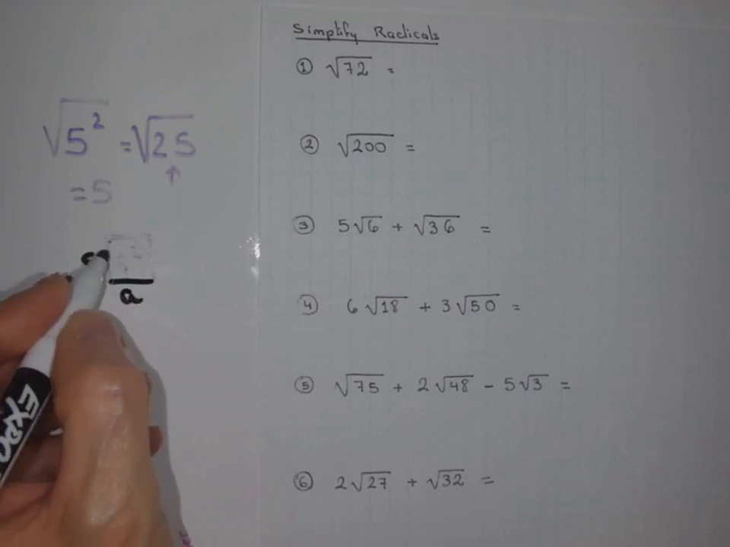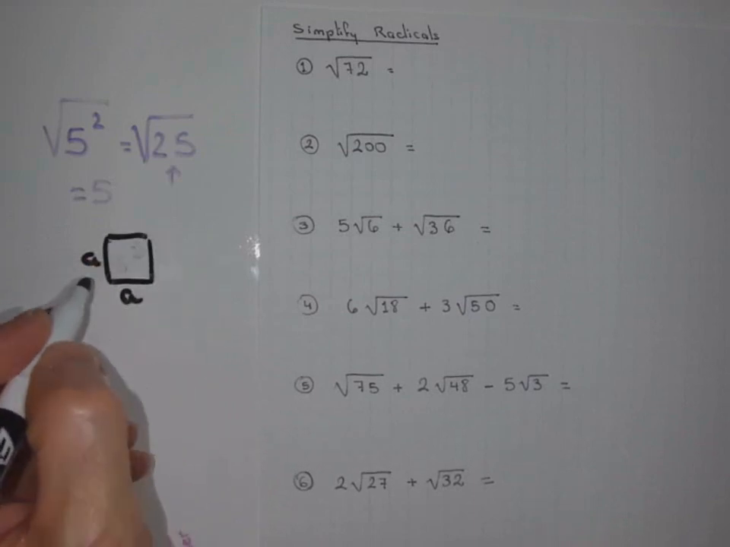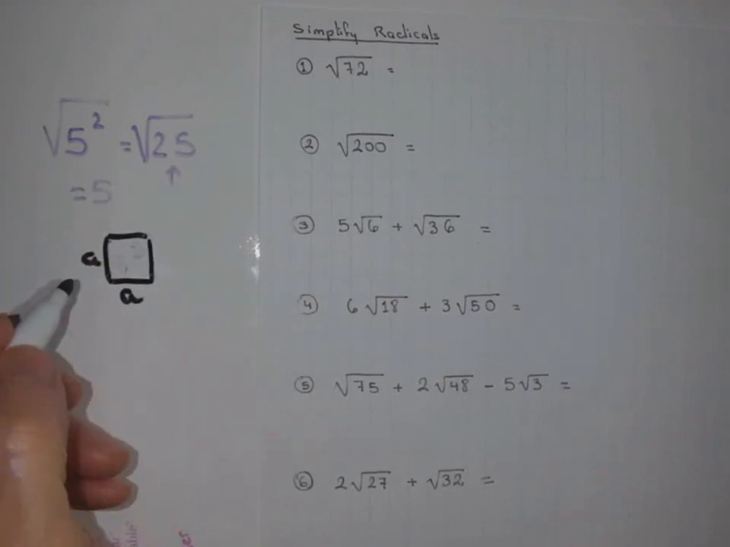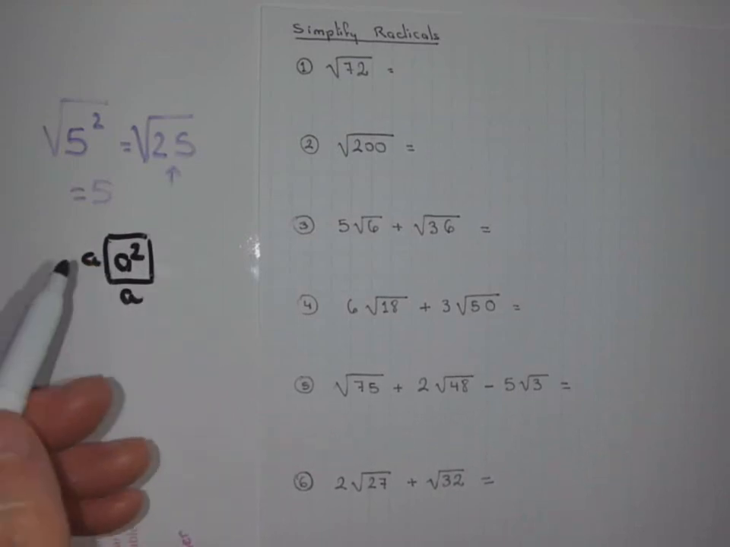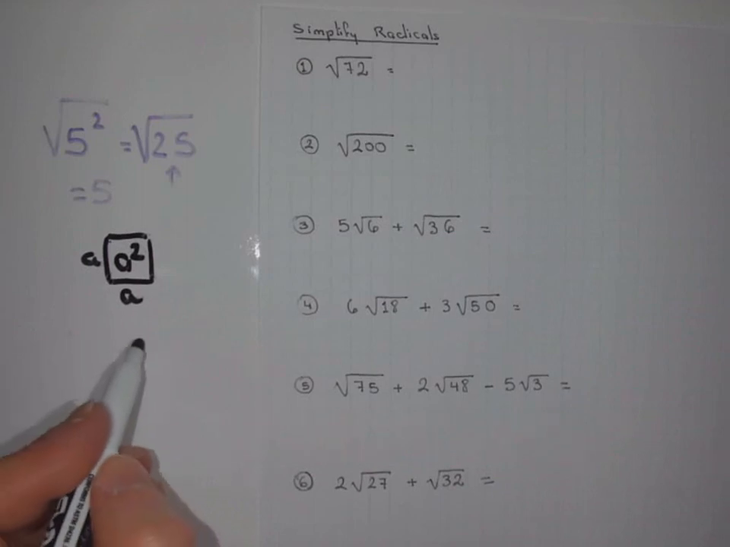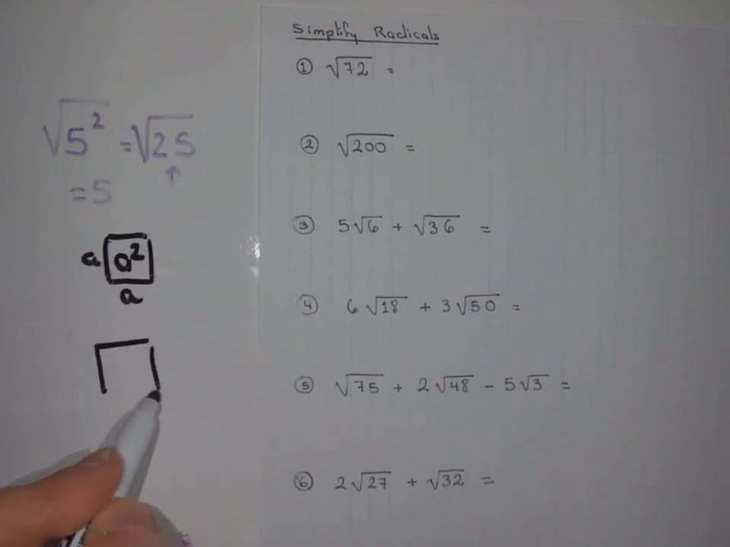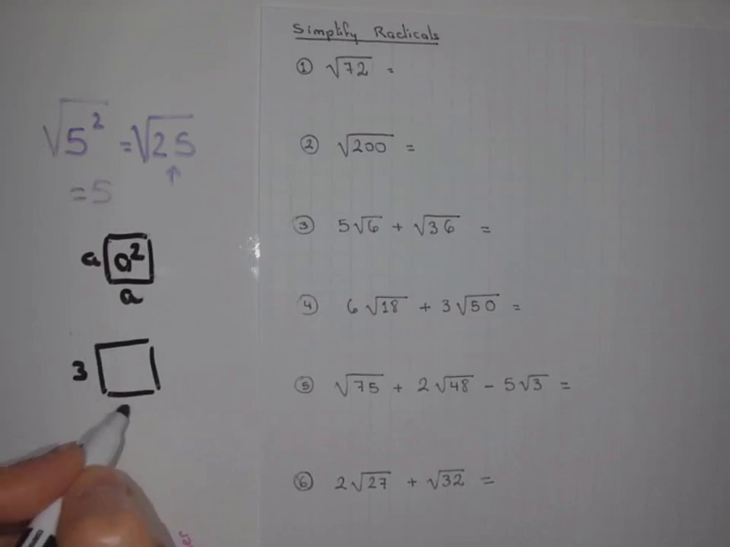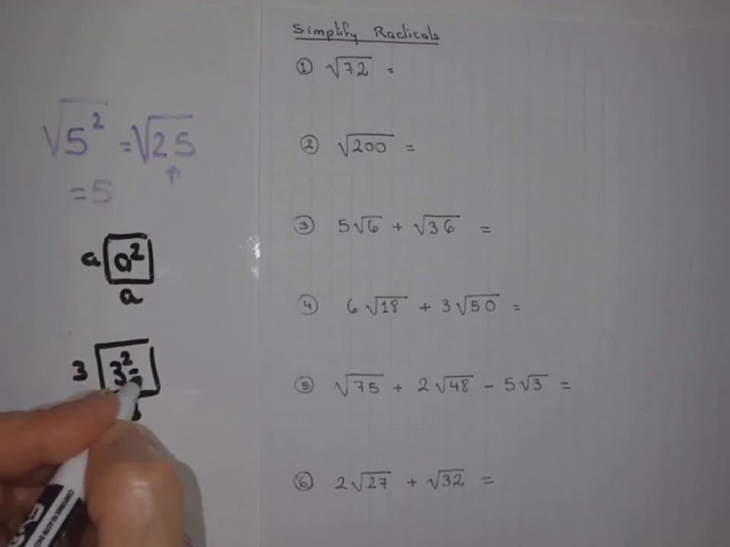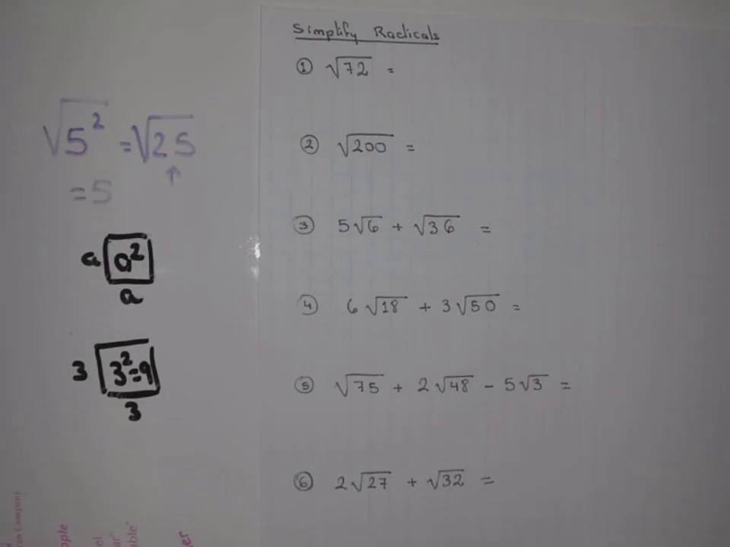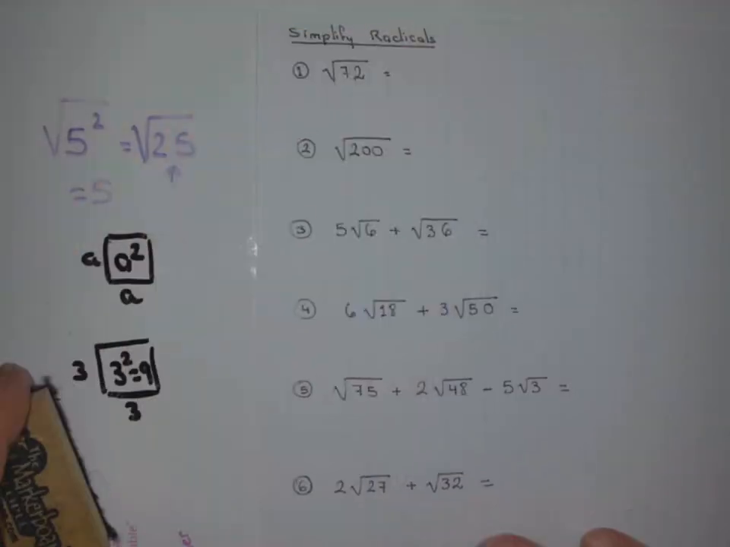To find the area of a square, I multiply the sides, because the sides are the same since it's a square. And so the area will be A squared. That's what we call a perfect square. So let's say we had a square with a side of 3. If this side is 3, then that side is 3 also, and so the area will be 3 times 3, which is 9. 9 is a perfect square because it's the area of a square.